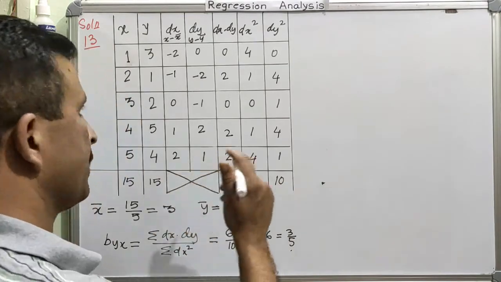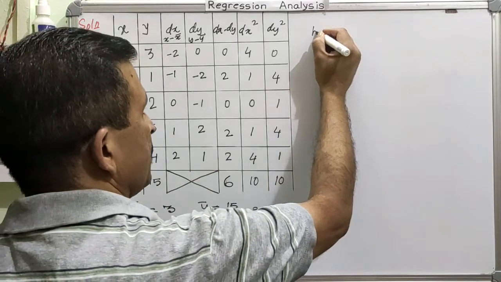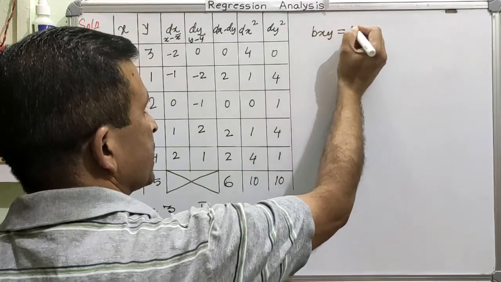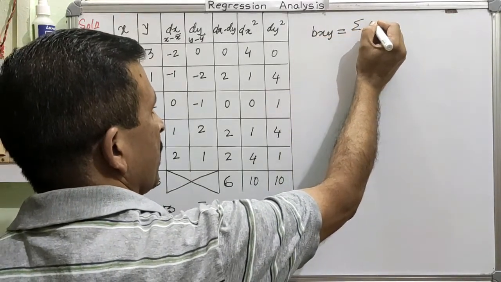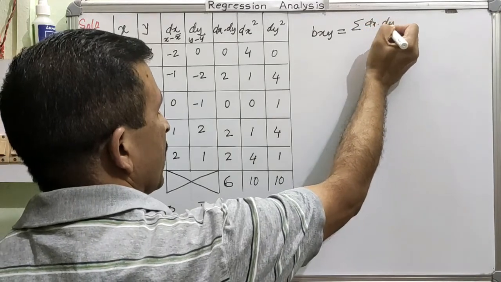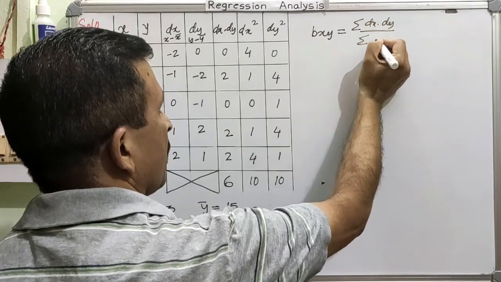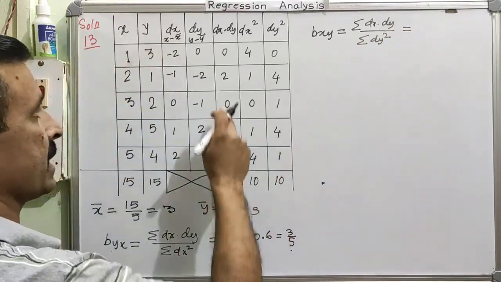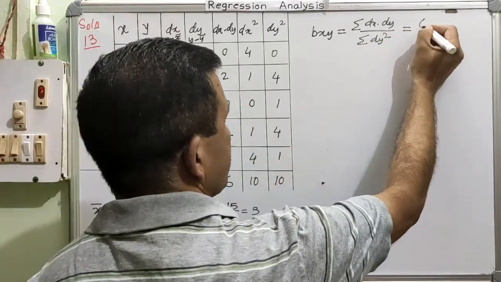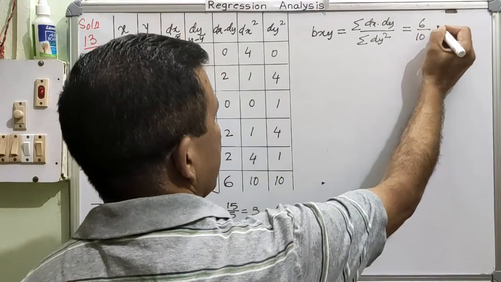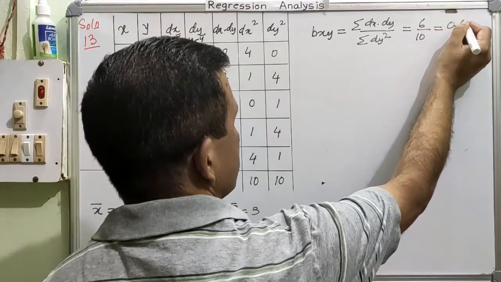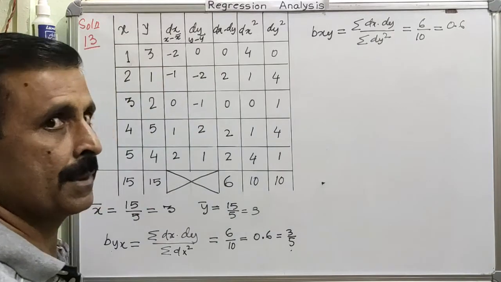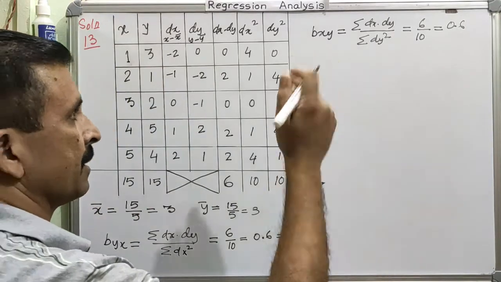Clear? Now the next regression coefficient, that is bxy. This is the sum of all the product of dx into dy divided by the sum of dy square. Now the sum of all dx dy is 6, and the sum of dy square is also 10. So this also I can write as 0.6, anyhow, as you wish, right?